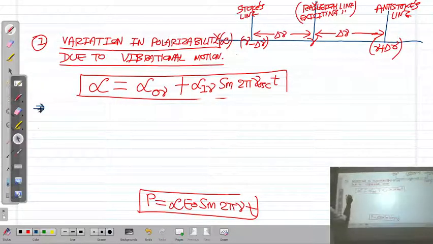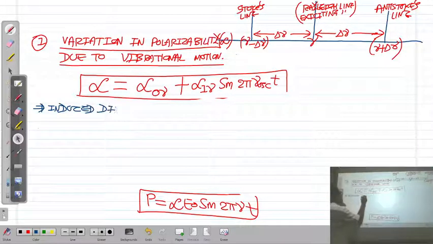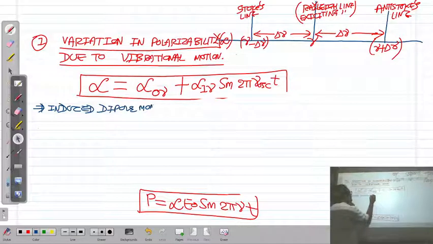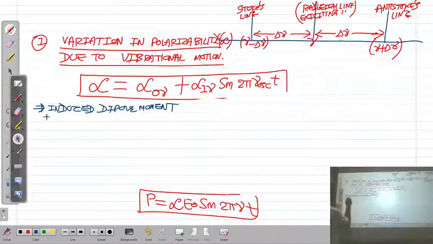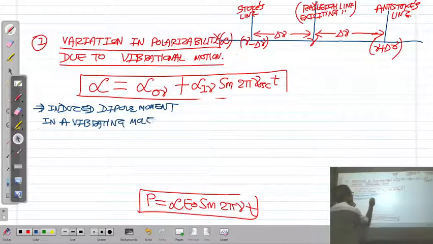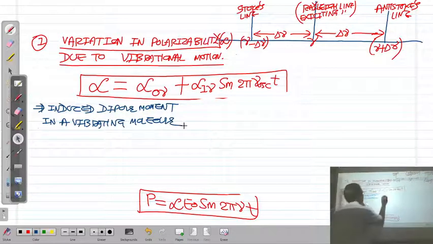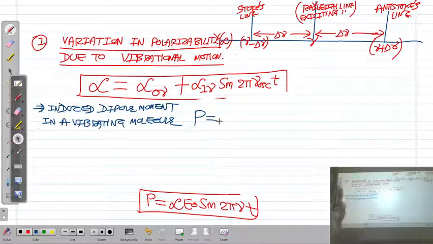Next, induced dipole moment in a vibrating molecule P. You know the equation of induced dipole moment due to vibrational motion. Due to vibrational motion of the molecule, the induced dipole moment in the vibrating molecule is alpha.